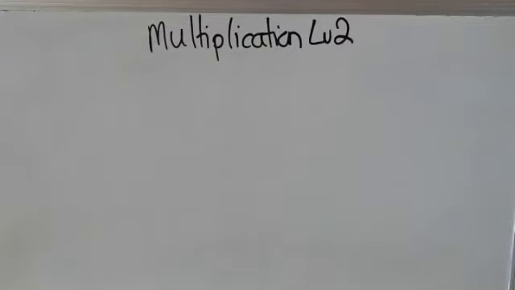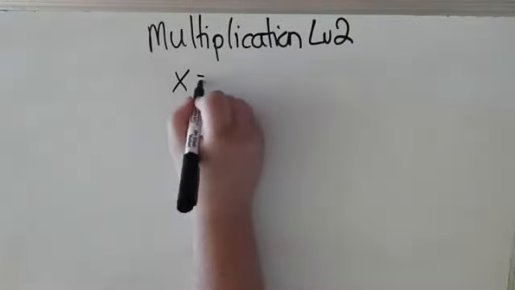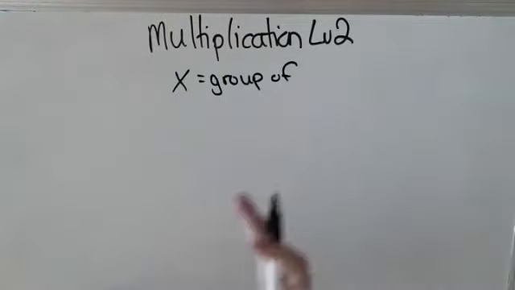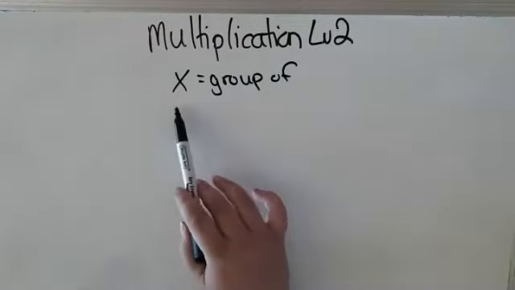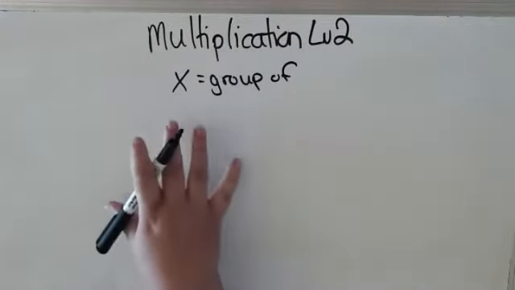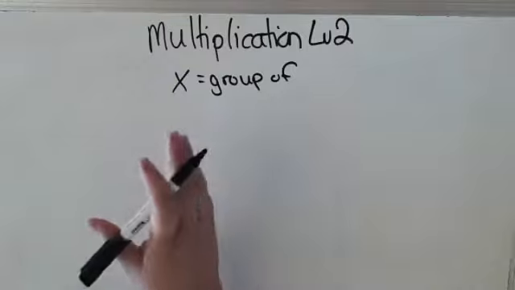Today we're doing multiplication level 2. So in level 1, we talked about how this means groups of, and we looked at different arrays and different ways you can write the simple multiplication questions, 1 digit by 1 digit, and understand them. What we're doing in level 2 is 2 digit by 1 digit.